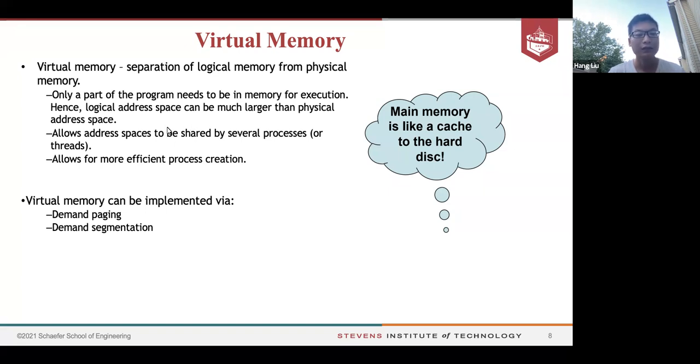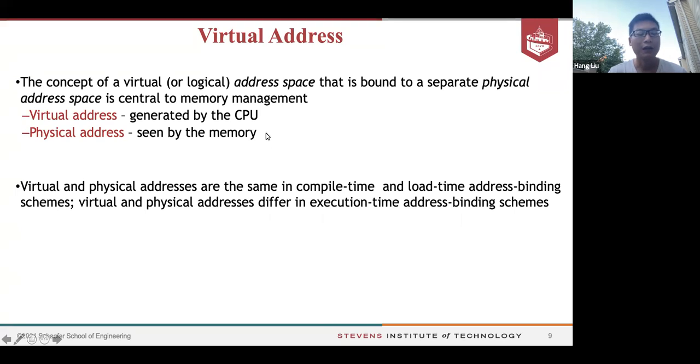This also allows the address spaces of different processes to be shared. It allows more efficient process creation as well, because we don't have to claim so much physical memory before we create the process. We can just do it on the run. Virtual memory can be implemented via demand paging or demand segmentation. Let's discuss them later. Right now, let's talk about virtual addressing and its benefits.